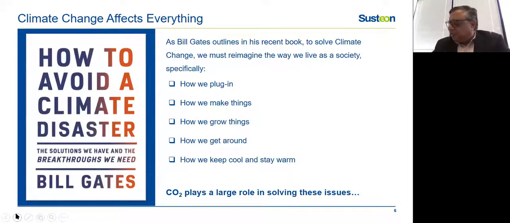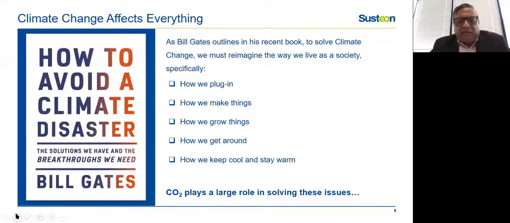Before I get started on the subject matter, I think most of you are aware of the recent book which was released last month by Bill Gates. I had an opportunity to read this book in the last couple of weeks. This book presents a pretty good assessment of the state of affairs today and what we need to do to reach net zero, because climate change is an existential threat for all of us, for humanity.